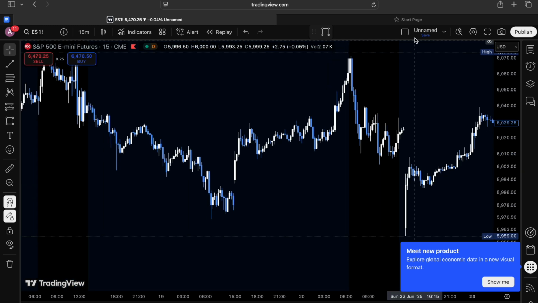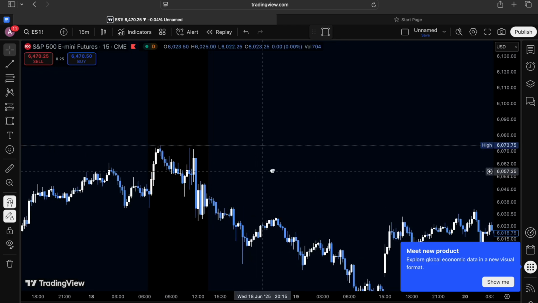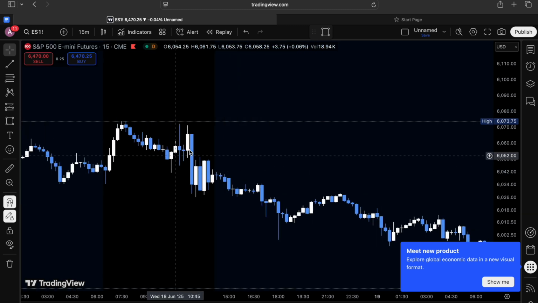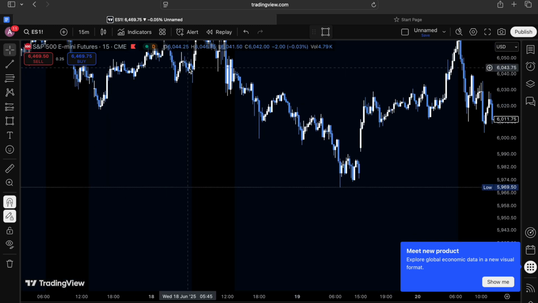Awesome. Let's see. Okay. We have a low here. We have a move down, then a move up. Pick the lowest wick between the two. Awesome. We get a break of structure to the downside, right? Why? Because this body closed below this low. What happened right after? Boom.